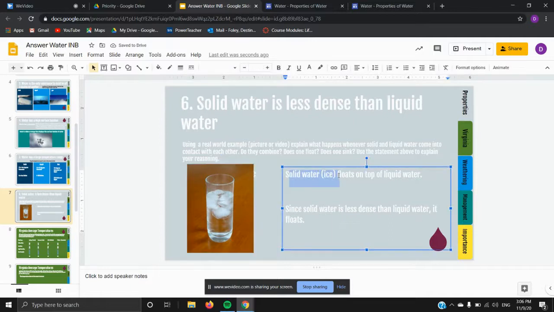So solid water, which is ice, floats on top of liquid water. Since solid water is less dense than liquid water, it floats. So things that are less dense than other things will float. So solid water is less dense than liquid water.